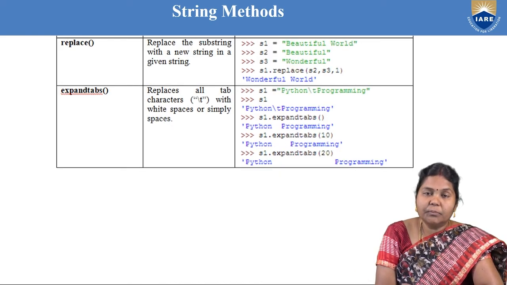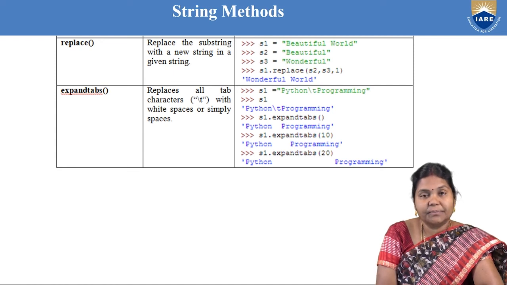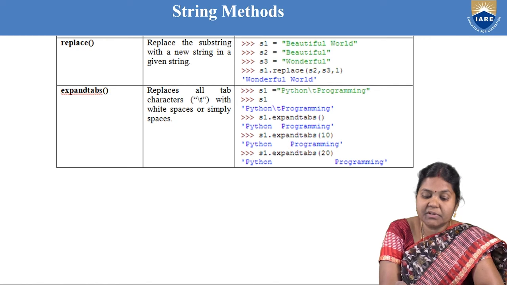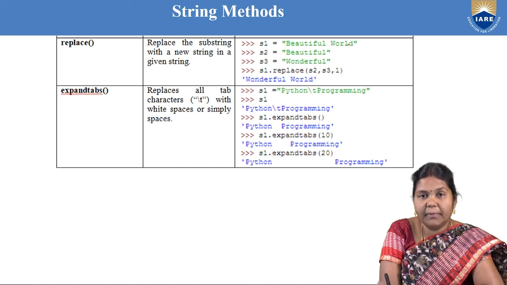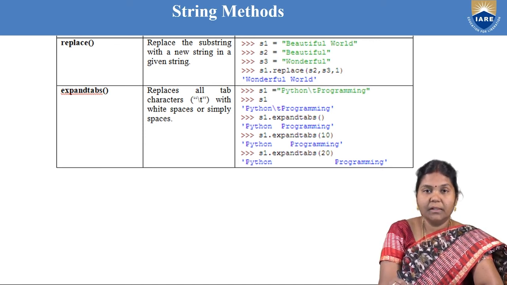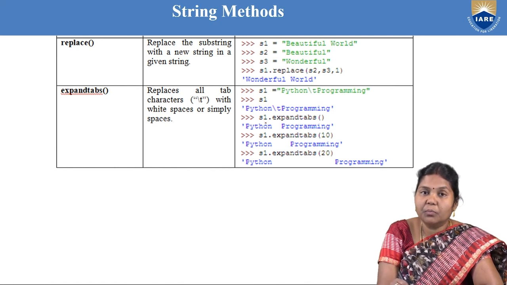Then, we have some more functions. One is called replace and then expandtabs. Replace substitutes a substring with a new string in a given string. The replace method can be used to replace a substring in the main string. For example, S1 is a string containing beautiful world, S2 is a string containing beautiful, and S3 is wonderful. Now, we can write S1.replace(S2, S3, 1), that is starting from the first occurrence, you can replace beautiful with wonderful. The output will show beautiful has been replaced with wonderful.